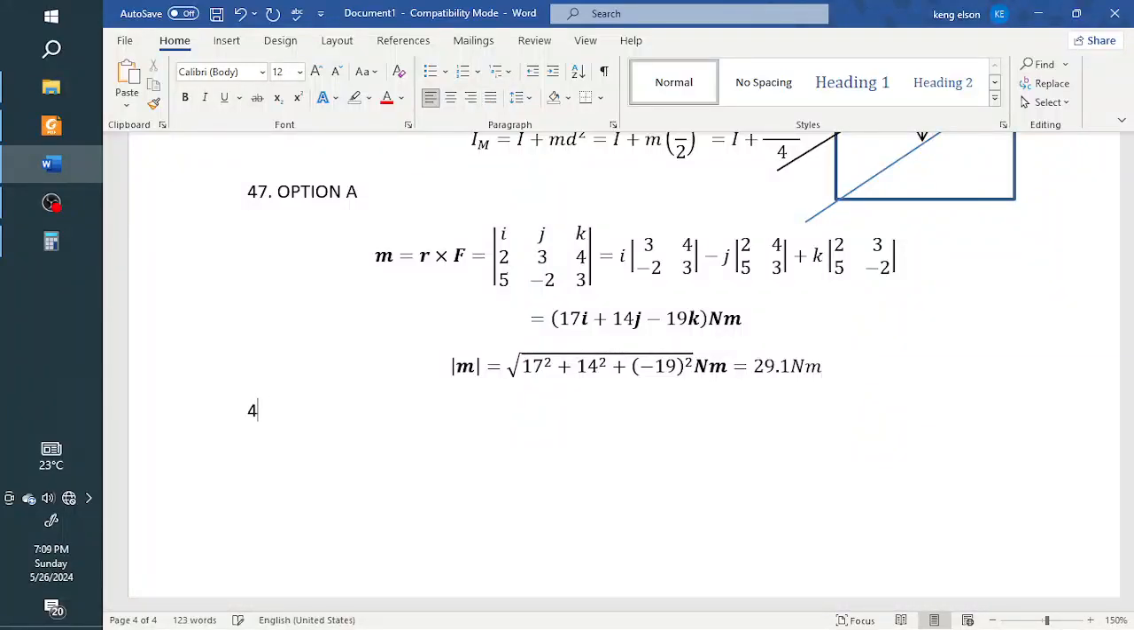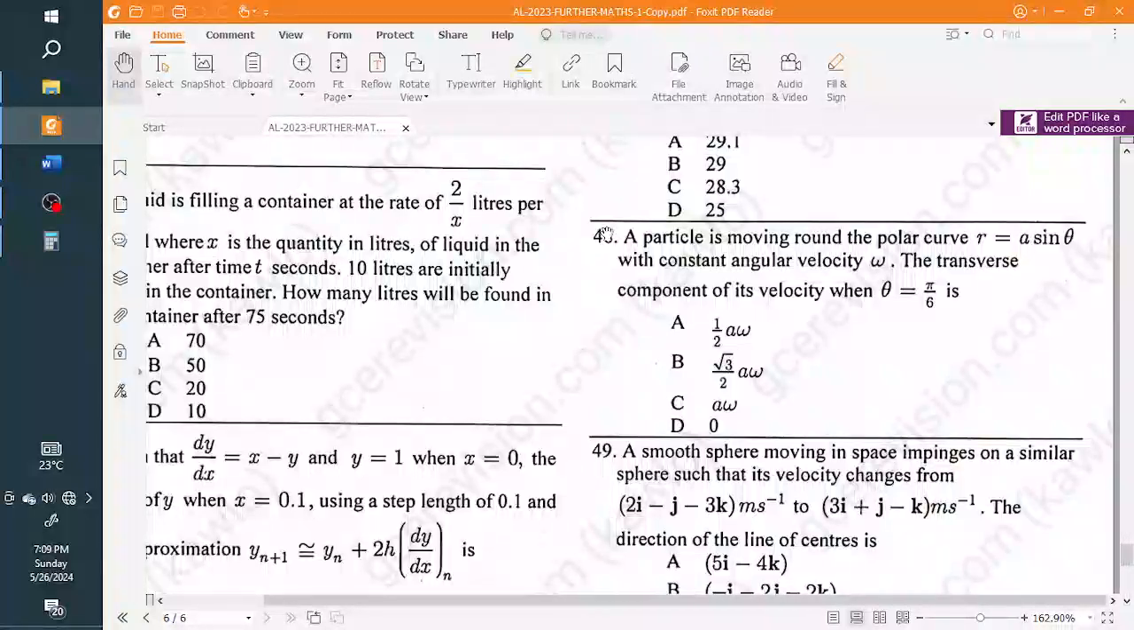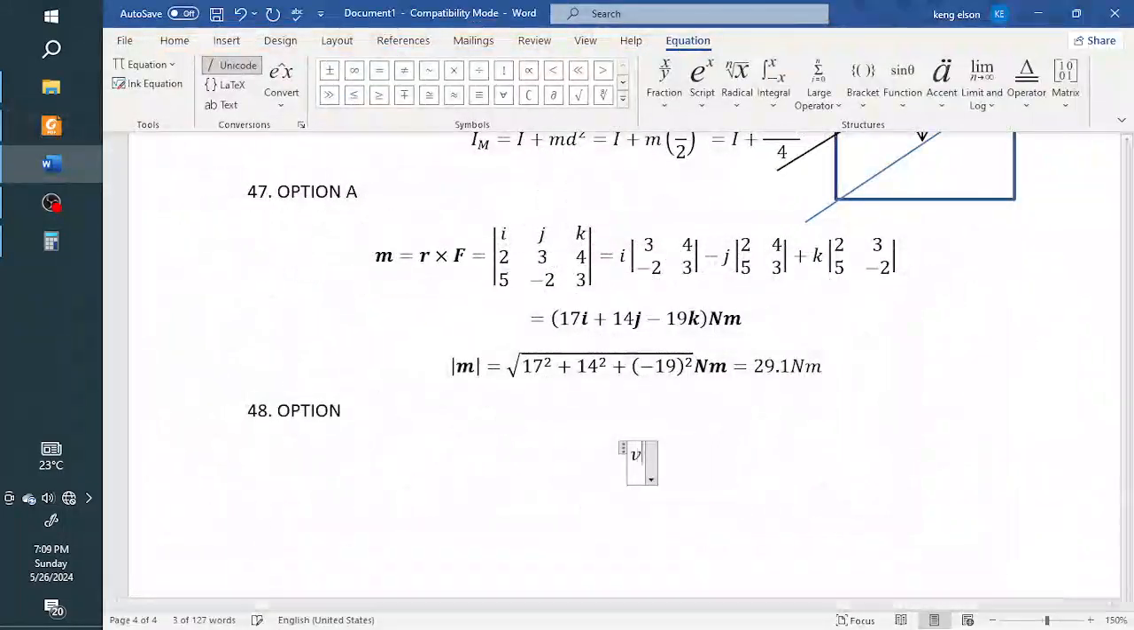48. There's one question I want you guys to answer. Let me just answer this one. A particle is moving around a polar curve with a constant angular velocity omega. The transverse component of its velocity when theta is pi over 6 is? The radial component is I think r dot, and the transverse component I think is r theta dot, if I'm not mistaken. So let me just check from a textbook I have here.